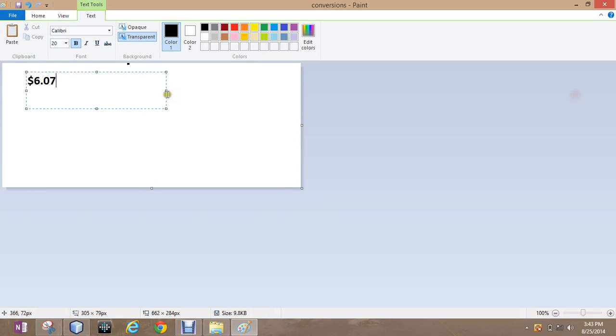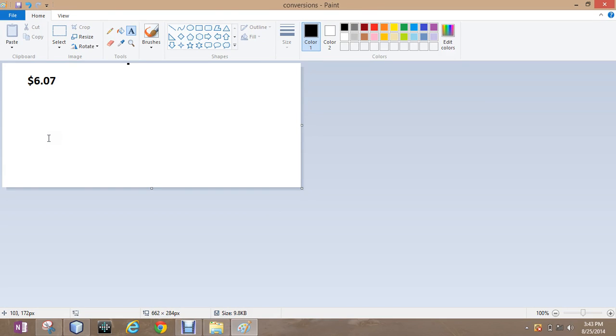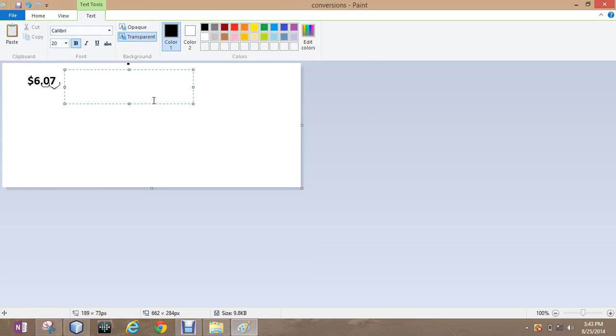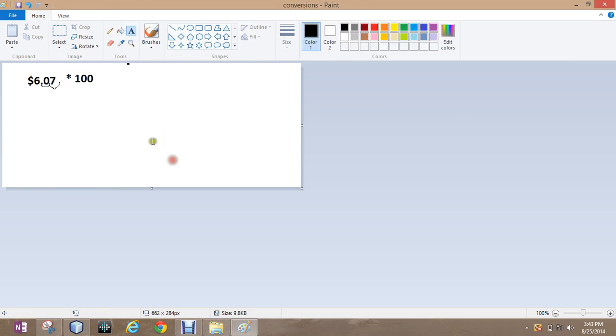Let's say I have the money amount of $6.07. What this means is I actually have 607 pennies. So I'm going to bring the decimal place over 2. So what would the math I would have to do in order to have that happen? The math that I would have to do to make that happen, I should say, would be multiplied by what? And if you guessed 100, you are correct. I'm going to multiply this number times 100 to move the decimal place over.